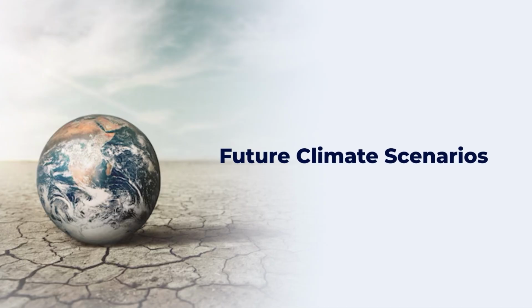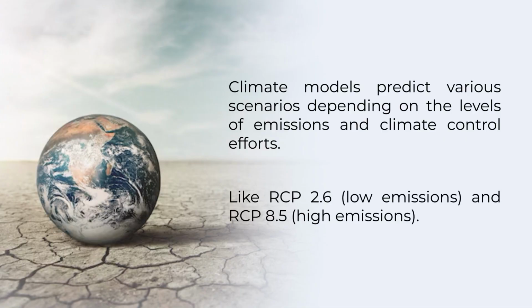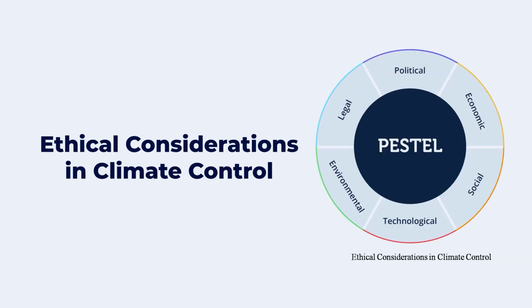Now, future climate scenarios. Climate models predict various scenarios depending on the levels of emission and climate control effort. For example, people say that in the next 25 years, Mumbai will be drowned under the sea because of the rise in sea level. There are scenarios like RCP 2.6 for low emissions and RCP 8.5 for high emissions, because if emissions keep increasing, the temperature will keep increasing and the sea level will rise. These climate models can predict what the scenarios would be in coming years. Ethical dilemmas also arise in climate control, such as the balance between human intervention and natural processes.